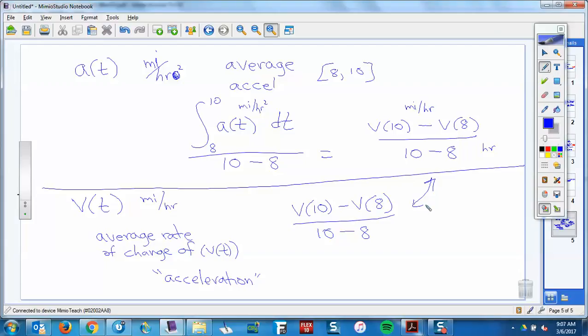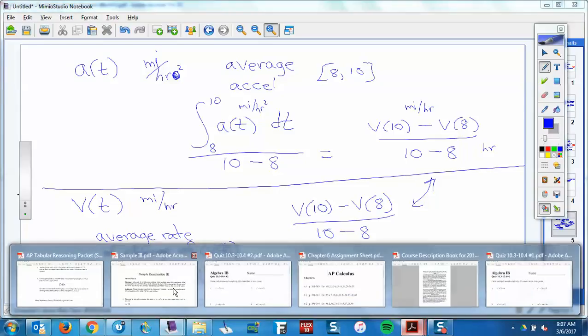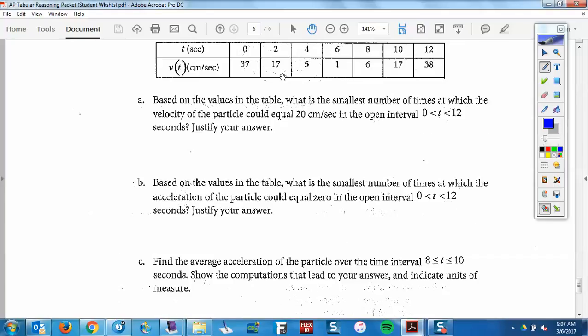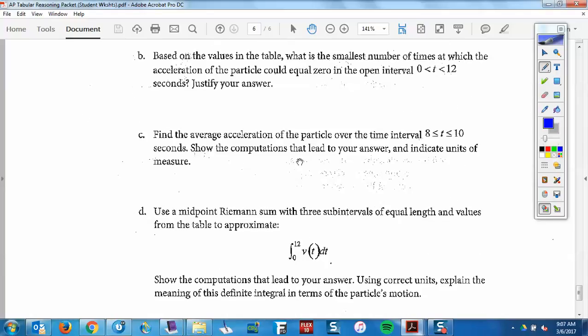But again, you can get it by thinking, what do I want my units to be? If they want average acceleration, I want miles per hour per hour. Well, in this problem with the centimeter, you were given velocity. If you go back to this packet, you're given centimeters per second. Well, if you want average acceleration, you want centimeters per second per second. So you've got to take your velocities divided by your seconds. And so that's why that's rate of change. So there is a connection there.